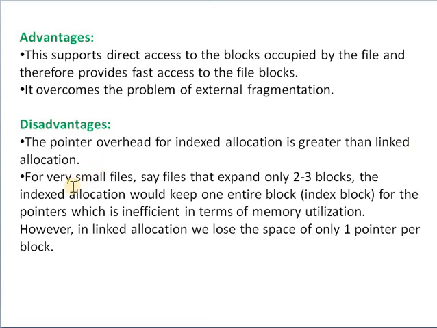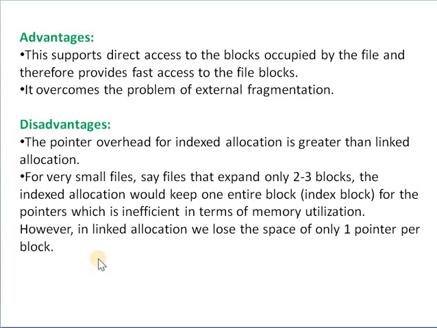For small files, say files that span only 2 to 3 blocks, indexed allocation would keep one entire block, that is the index block, for the pointers, which is inefficient in terms of memory utilization. In this scheme, we want to keep one block for storing the index record of that particular file. So it is not efficient in terms of memory utilization, because here we want to keep one extra block for storing all the index entries. This is indexed allocation.